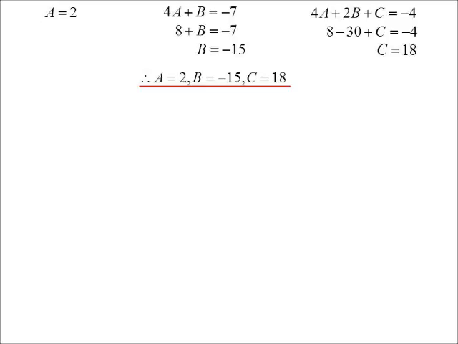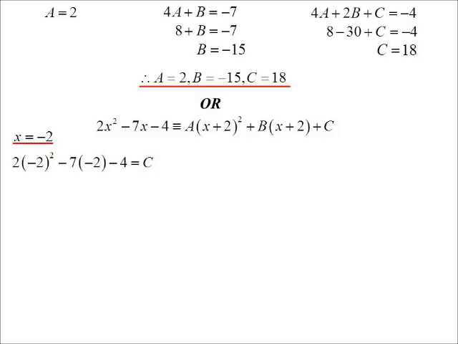And there they are. Another way I could have done that, I could have done clever substitution of numbers. For instance, if I let x equal negative 2, then the x plus 2 is going to become 0. And so if I sub in x equals negative 2, I'll get the value of c straight away. Because the a(x plus 2) all squared becomes 0. b(x plus 2) becomes 0. So on the right-hand side, I'm only left with c. And when we substitute that in, sure enough, it becomes 18.